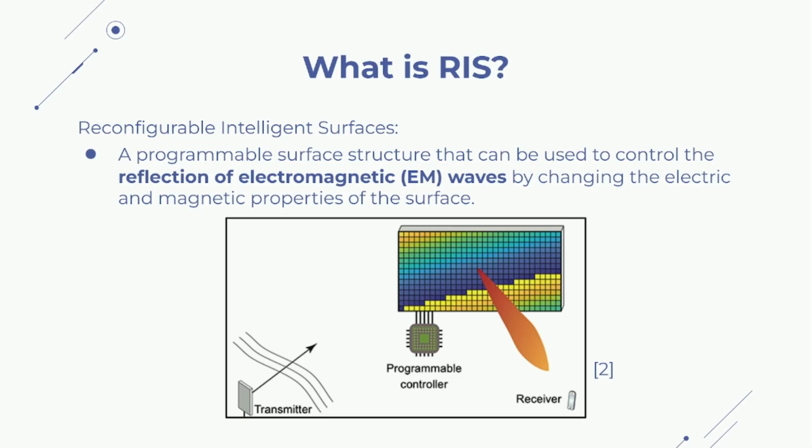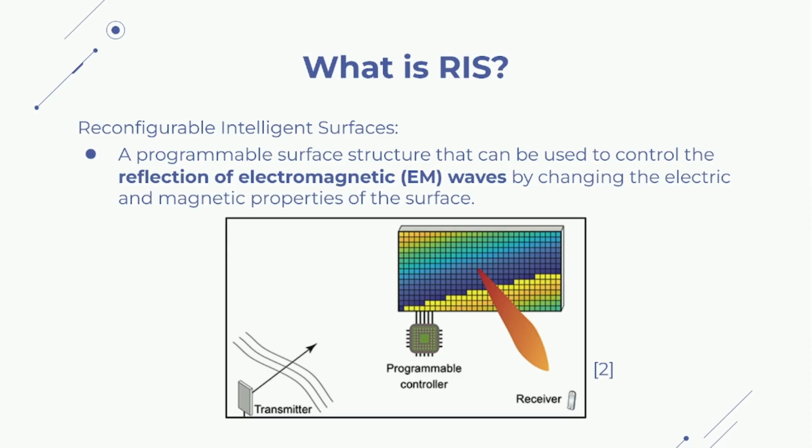So, what is RIS? A reconfigurable intelligent surface, or the RIS, is a programmable surface structure that can be used to control the reflection of electromagnetic waves by changing the electric and magnetic properties of the surface. These surfaces can be placed on the radio channel between a transmitter and receiver to control how the signal reflects off of a surface and its propagation path. They're used to basically steer signals to the receiver for better reception or link quality.